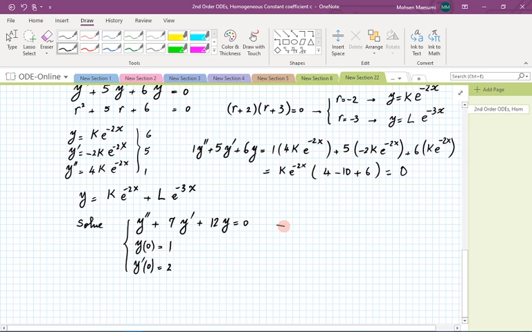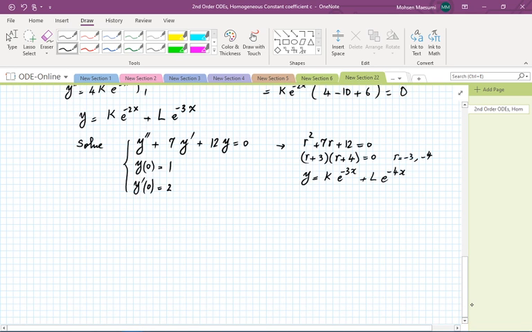So step one is to write the characteristic equation. This coefficient is 1, so it's just r squared plus 7r plus 12 is equal to 0. It must be our lucky day that all of our quadratic equations are so friendly. So I get my r to be minus 3 and minus 4. So that tells me that my solution is k exponential of minus 3x plus L exponential of minus 4x. The question is, how about k and L?